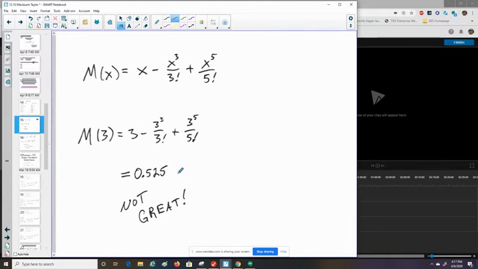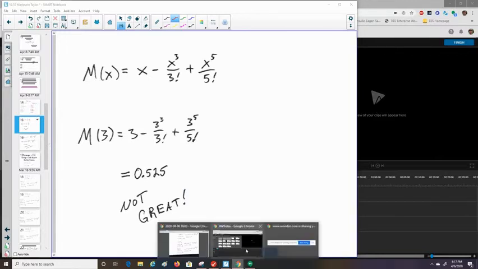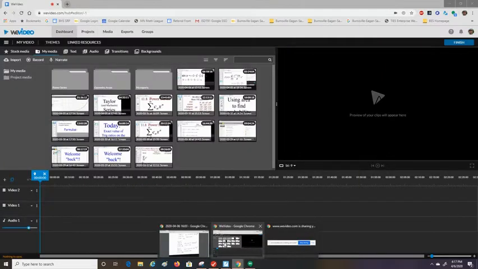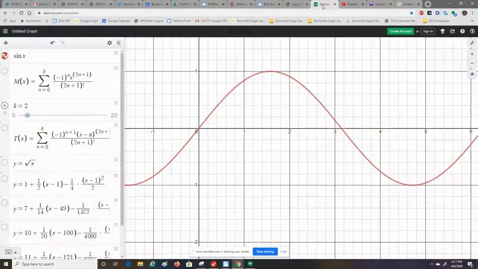Well, we'll take a look at this graphically. Actually, why don't we just go ahead and do that right away? Let's see, I've got to get up my Desmos window here. So here's what sine actually looks like. And what we just did is we have a Maclaurin series. The first term was just y equals x minus x cubed over 3 factorial plus x to the fifth over 5 factorial. And I've got it in sigma notation here, so it's kind of messy. But this is what we just plugged 3 into.